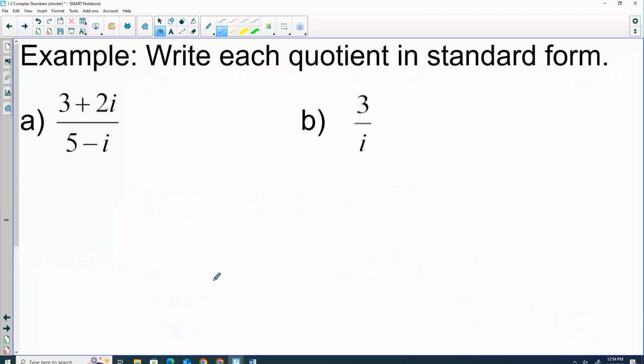2 more things I want to talk about with our i's, and then we're done. Let's actually do B first. Standard form is a plus bi. You cannot have i on the denominator. So how would I get i off this denominator? Multiply by i.